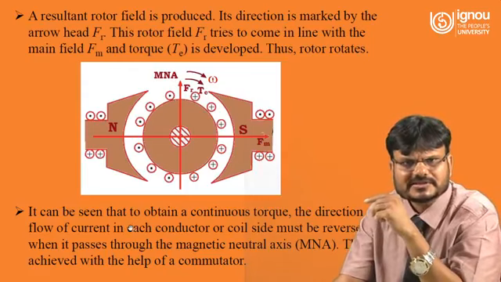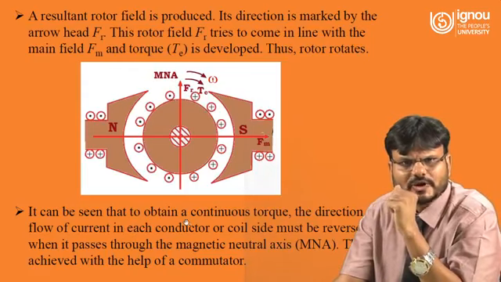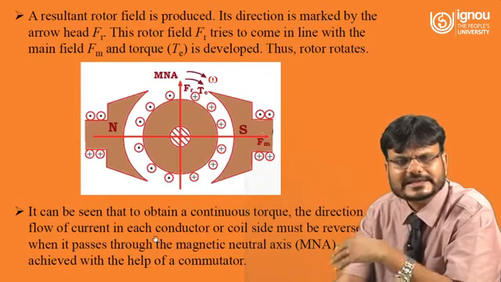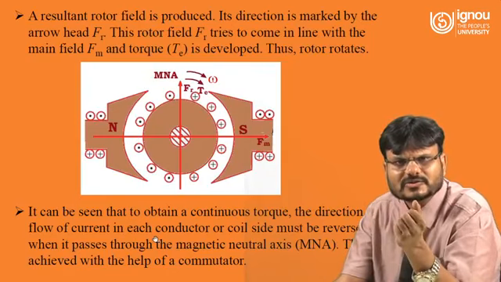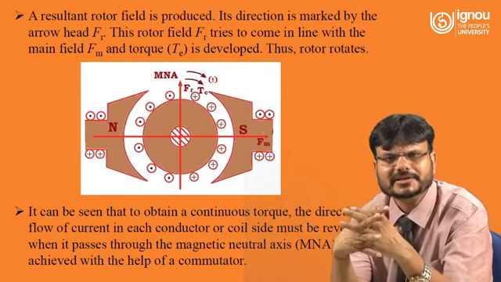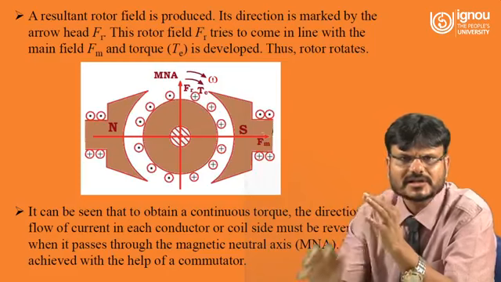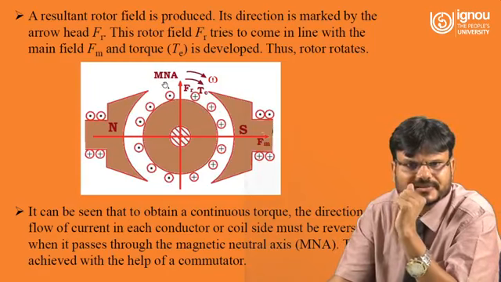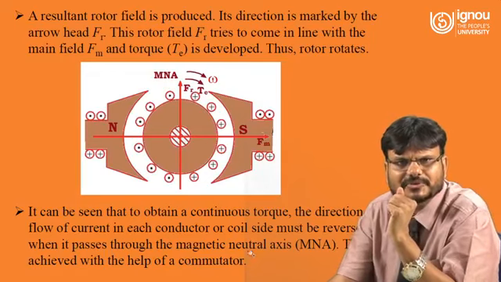So it can be seen that to obtain continuous torque, the direction of flow of current in each conductor or coil side must be reversed when it passes through the magnetic neutral axis, that is called MNA. So this is called basically MNA. This is achieved with the help of the commutator.